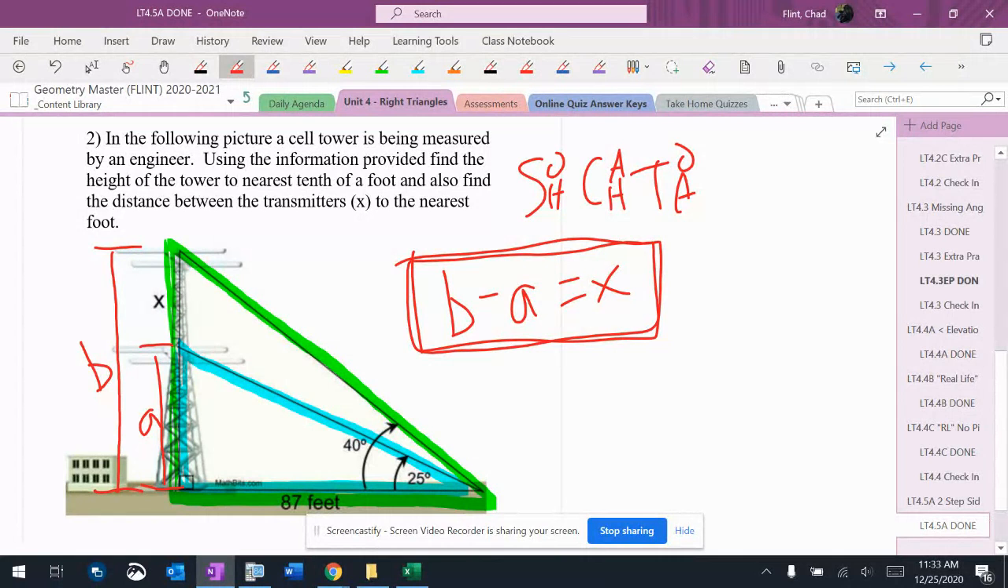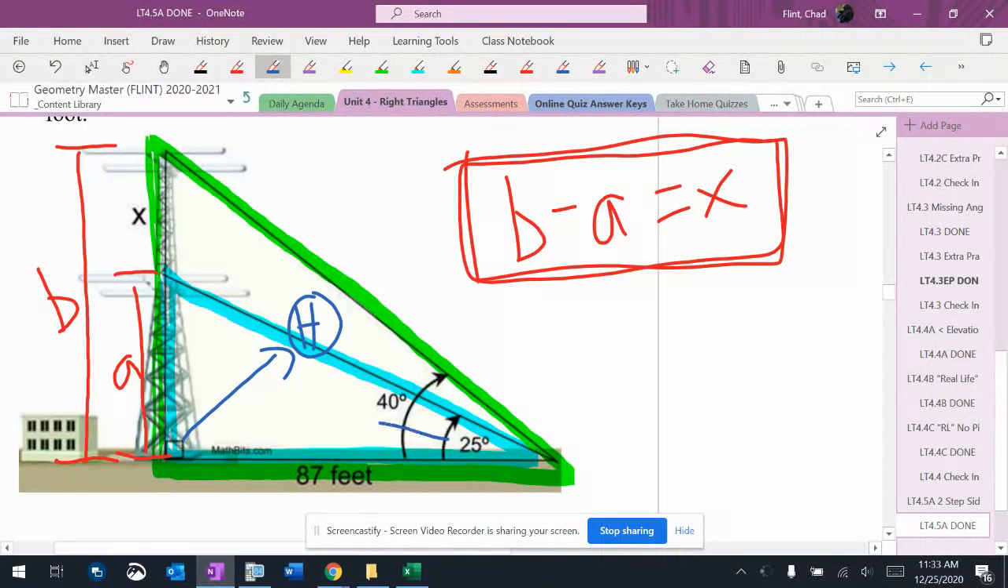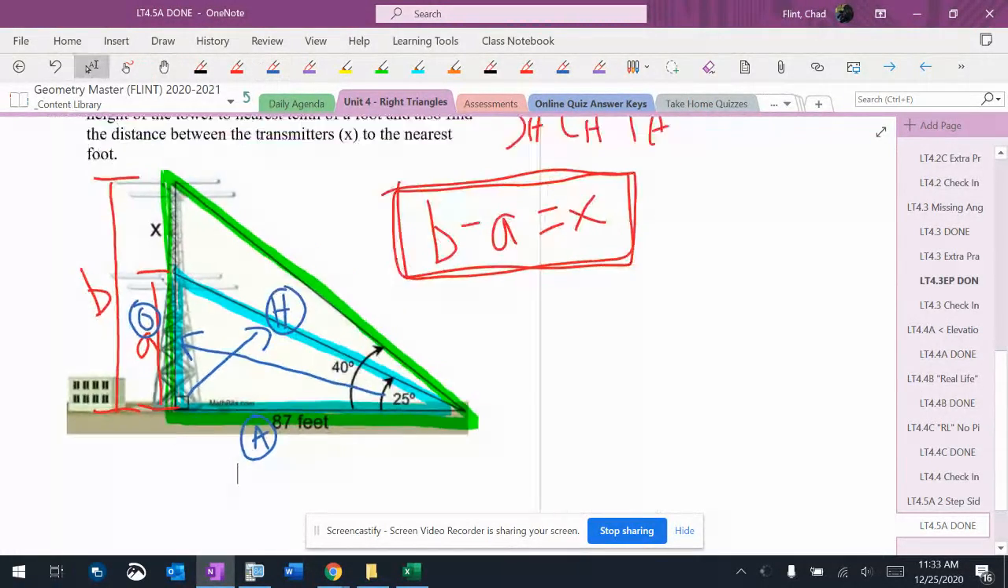Okay, so now it's got angles, so I'm going to go ahead and set up a SOHCAHTOA problem. For this blue triangle, I'm going to go hypotenuse over there, that's where it is. I'm going to go opposite over here, which is going to make the 87 the adjacent. And then I'll deal with the blue triangle first.